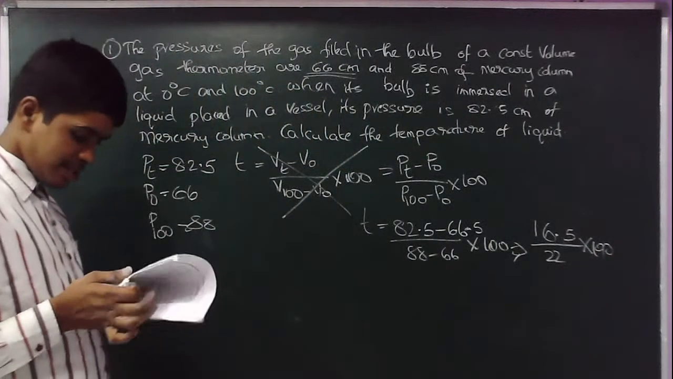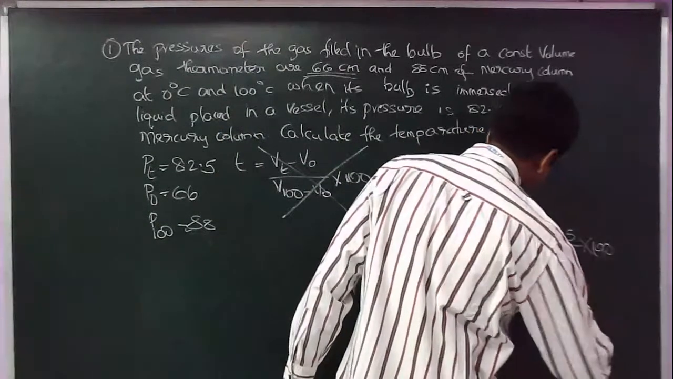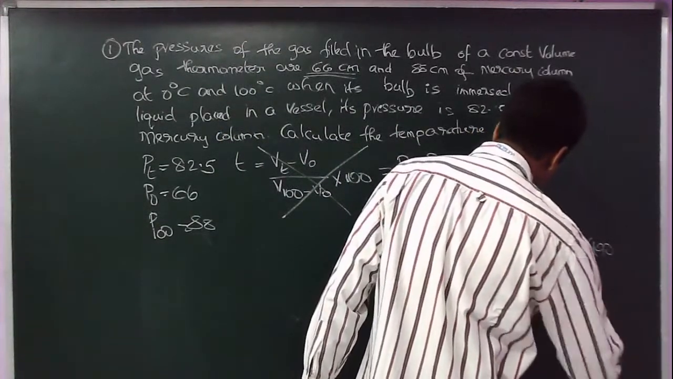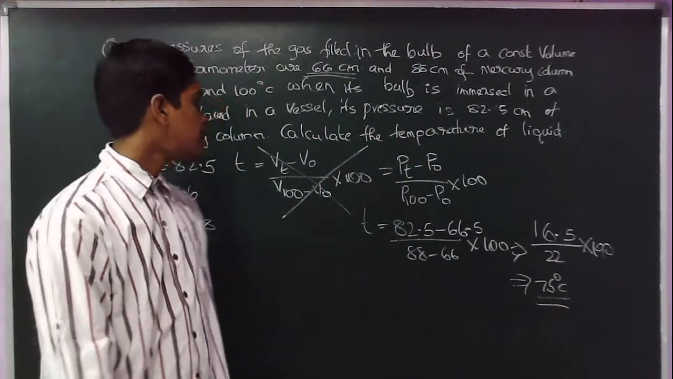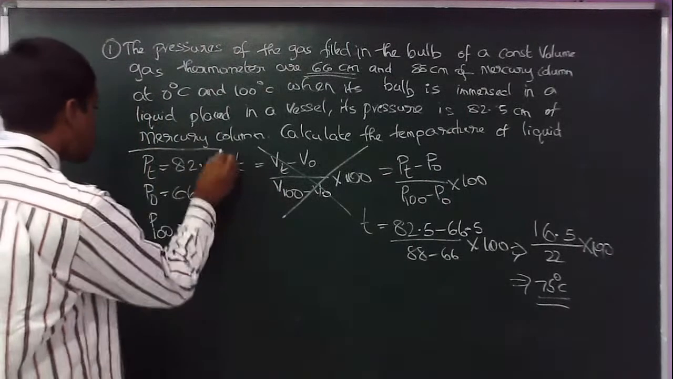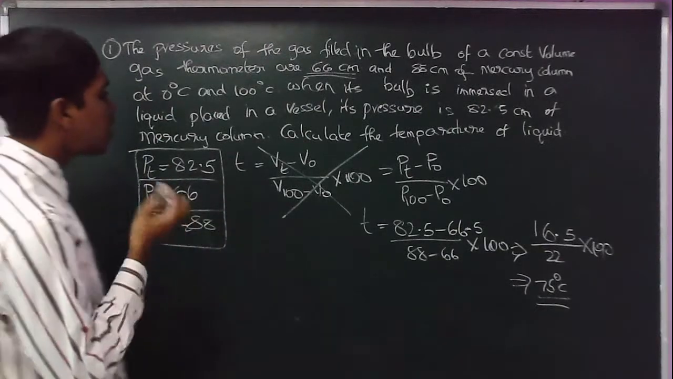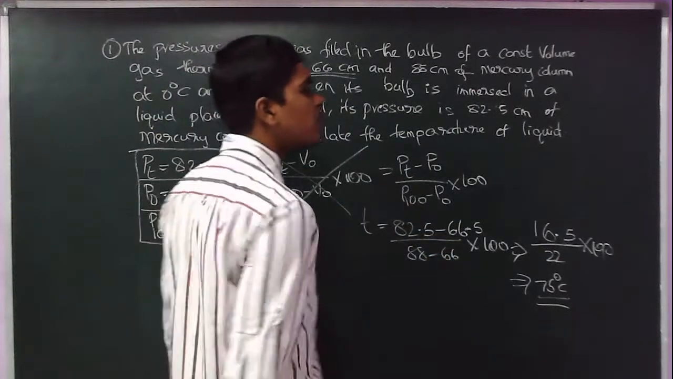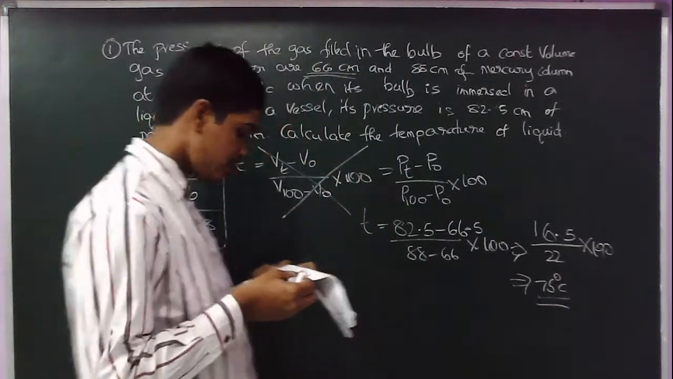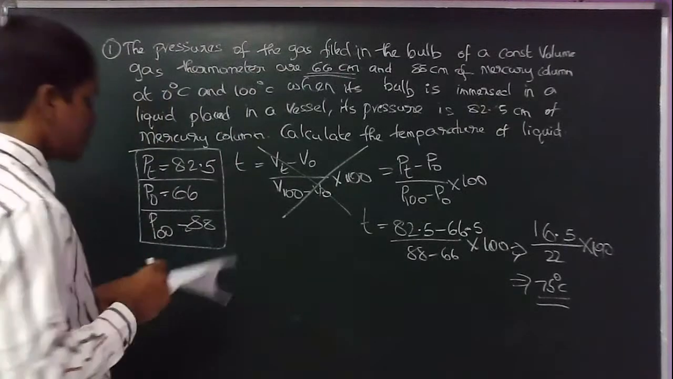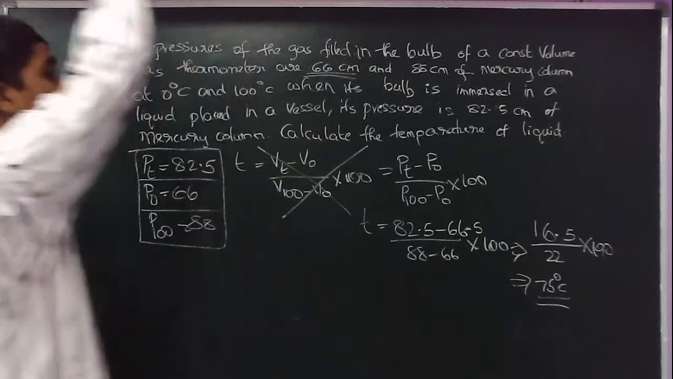Let's check. On calculation it will become 75 degrees Celsius. So this is the simple form of the question. If you solve this by using this formula, we can get this. Now let's see the next question. The next question is so easy, like this type, but a different type of thermometer. First, copy this.